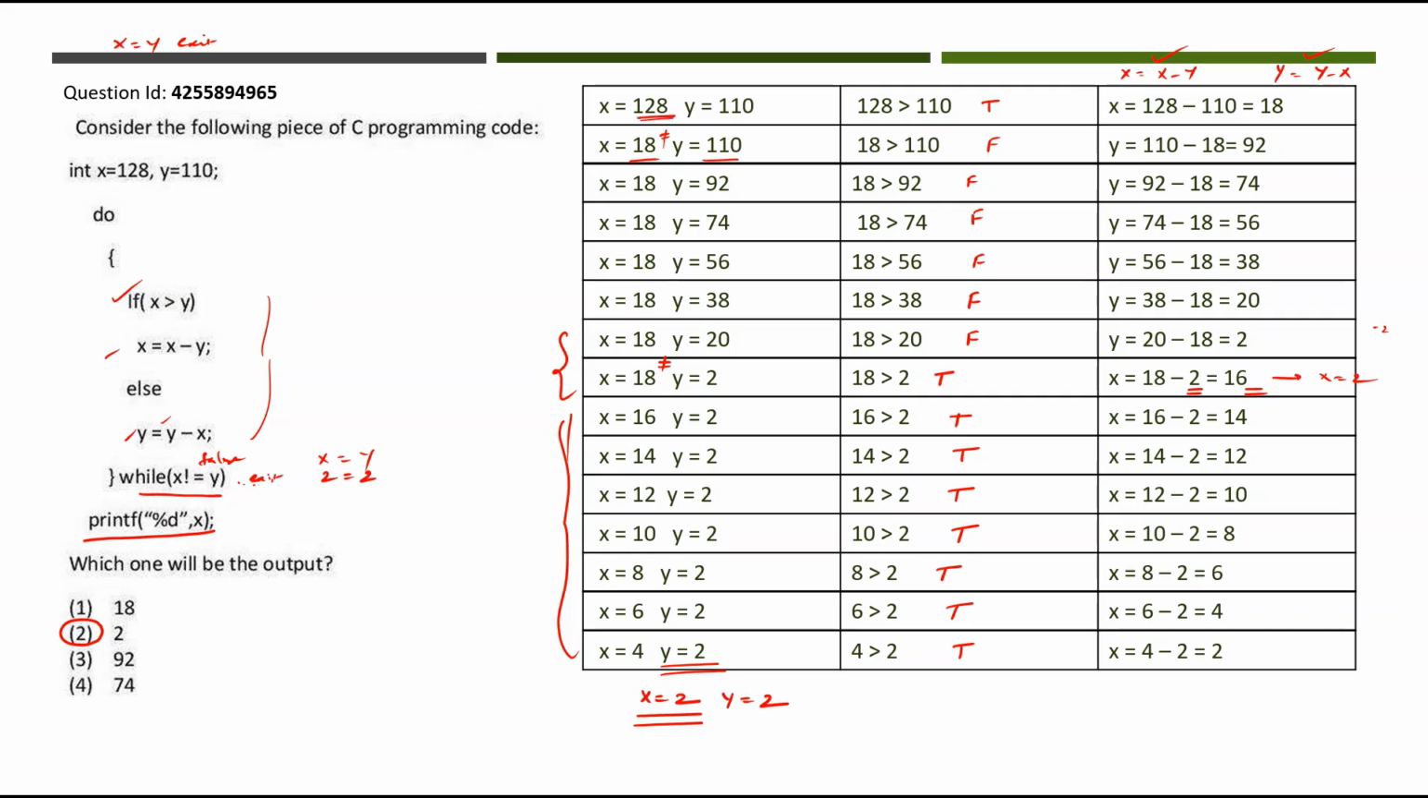X was 128 initially, that is not there in the option. X never became 92 and 74. Y values were 92 and 74, so you could have ruled out 3 and 4 already. After 128, x is directly getting the value of 18, but after 18, when you are coming to this stage, it is changing to 16, which says 18 is also not the answer. From here, when you rule out 1, 3 and 4, you can mark 2 to be the right answer.